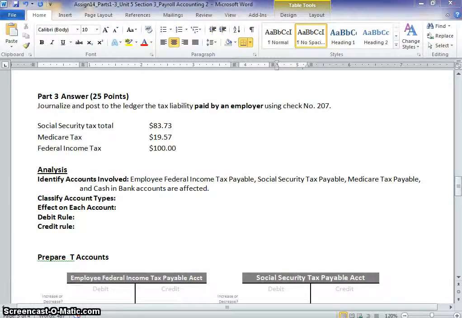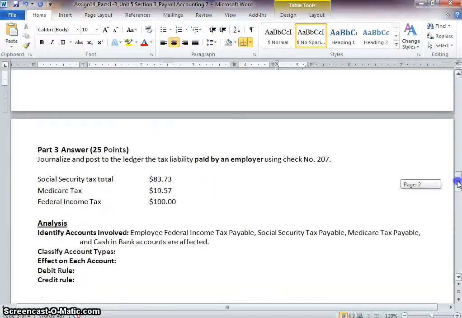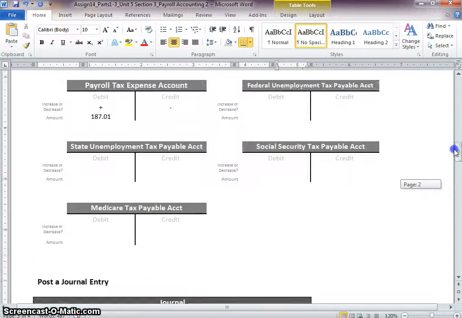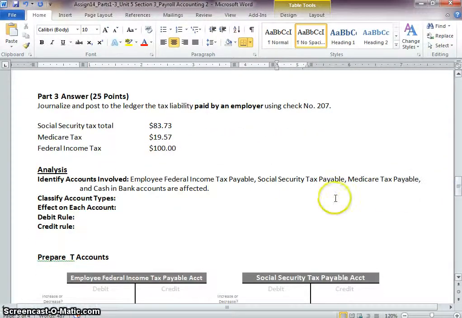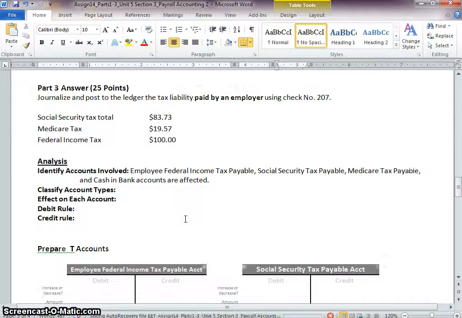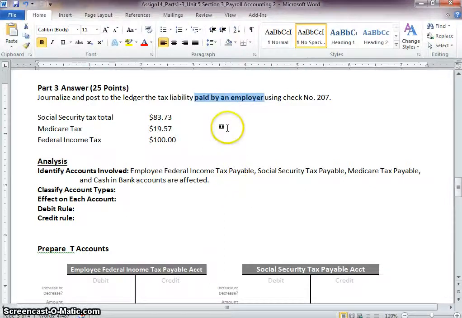So moving down to our final part 3, now we're looking at, all right, we just posted to our tax payable accounts. We're basing it off of what we just did up here in part 2, and now we're doing the next step in part 3, just with different transactions. So these are tax liabilities, and we're paying them this time. We're not just recording the transactions, we are paying them off. And keep in mind we're using check number 207. So don't forget about that when we go to make our journal entries.